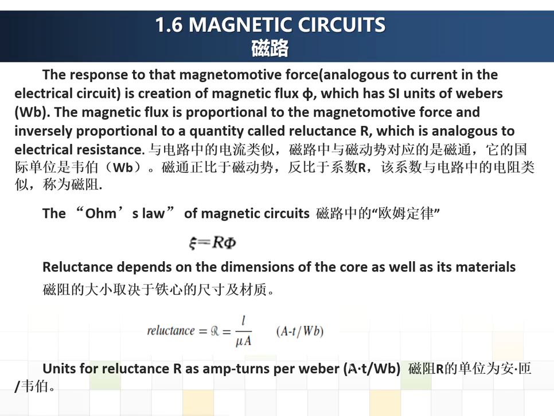The response to that magnetomotive force is the creation of magnetic flux, phi, which has a unit of Weber. The magnetic flux is proportional to magnetomotive force and inversely proportional to a quantity called reluctance R. So the Ohm's law of magnetic circuits: epsilon is equal to R multiplied by flux phi.